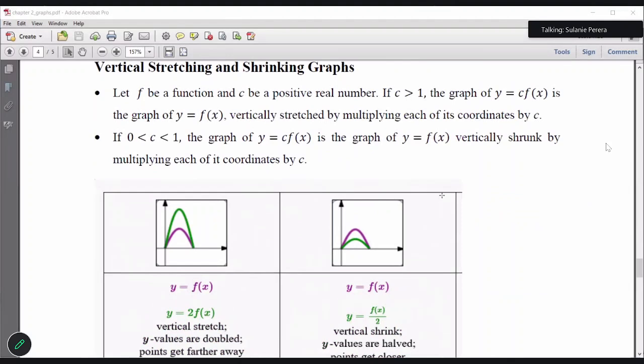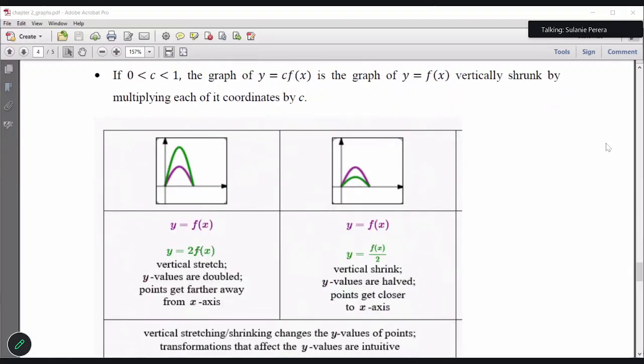Then we have vertical stretch and vertical shrink. If you have a graph y equals f(x), now here we have y equals 2f(x). So this graph has been stretched by 2. y equals f(x) is the purple graph. y equals 2f(x) means vertically stretched. If you have y equals f(x) over 2, it's the other way round. It's a shrink. The y values are halved.